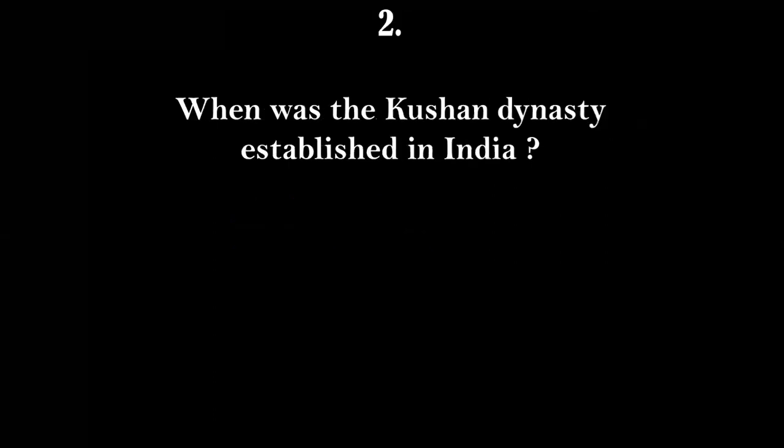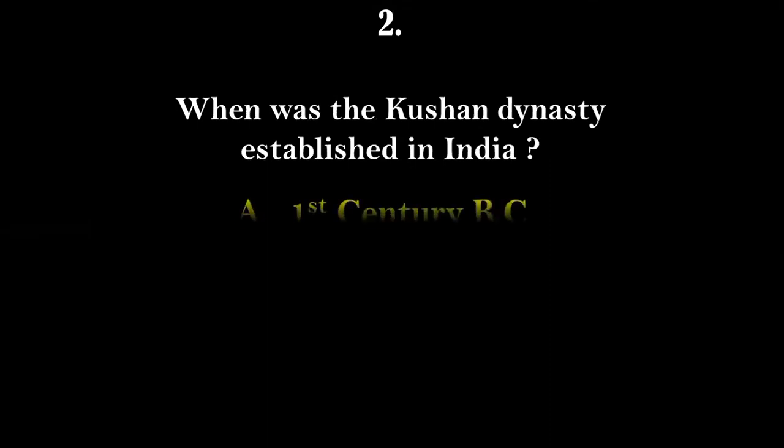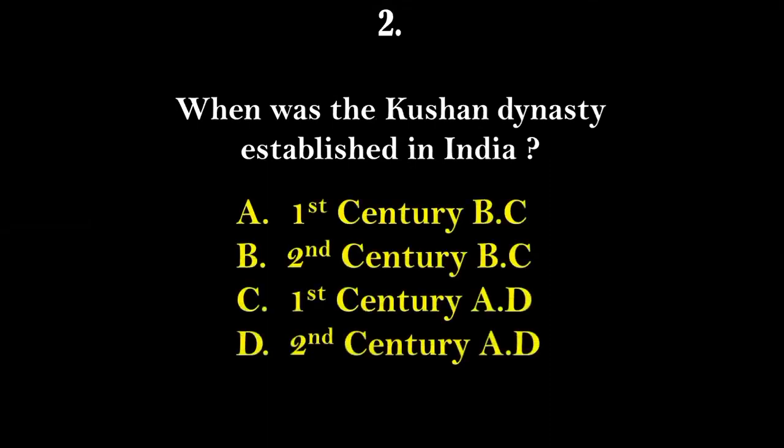Question number 2. When was the Kushan dynasty established in India? Options given here are 1st century BC, 2nd century BC, 1st century AD, or the 2nd century AD. And the right answer for this will be option number C, that is the 1st century AD and not BC.